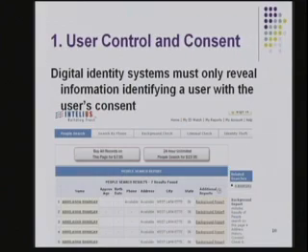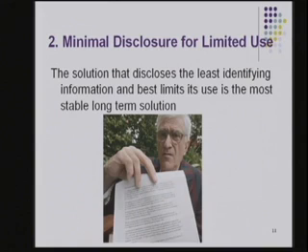So we do have this desired property that the user control and consent should be there in any identity management system. The second one is minimal disclosure for limited use. There are 2 points here. The solution that discloses the least identifying information and best limits its use is the most stable and long-term solution. The first point is that there is minimal disclosure.